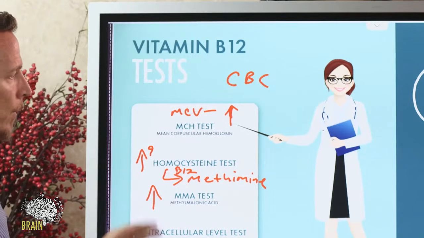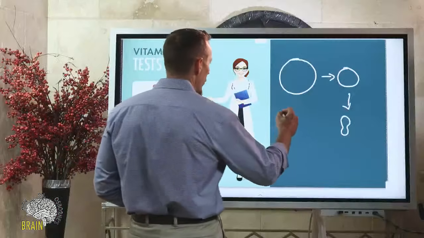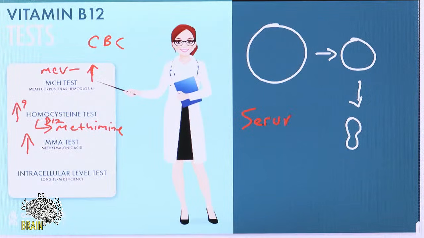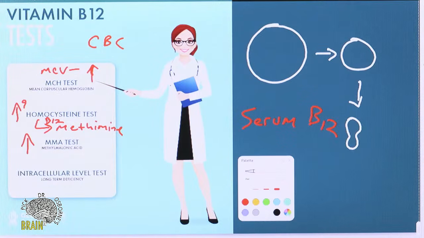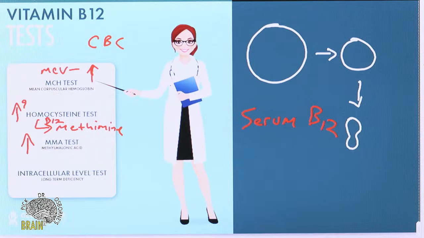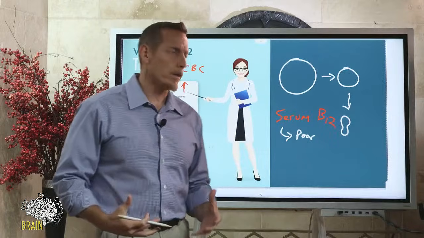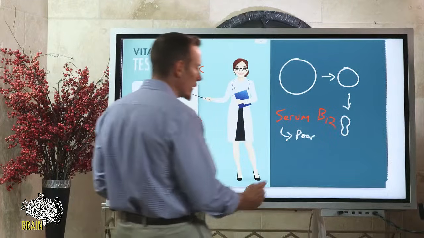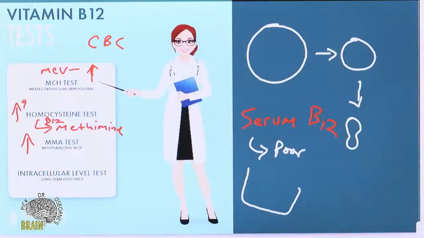Now, some doctors will measure something called a serum B12. And a serum B12 test is, in my opinion, a very poor way to assess B12. One of the reasons why is there's a process in the body called redistribution. Remember when I said earlier that your liver stores about 1.5 to 2 years of extra B12, rainy day B12, if you will.